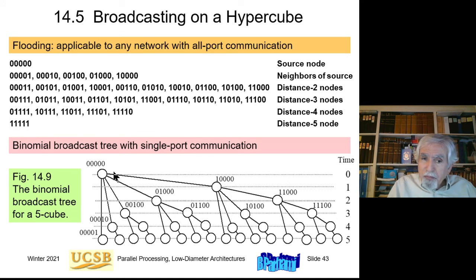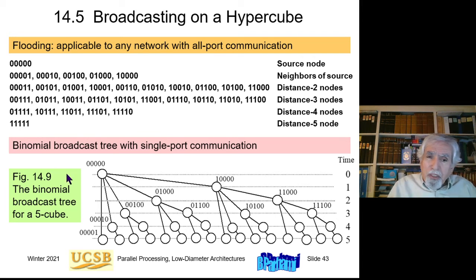Okay, each node over each time step just sends one message to one neighbor, and there are no duplications. Each node receives the broadcast message through this unique path that leads to it in the binomial broadcast tree. Okay, so this is a very efficient algorithm and very easy to implement.